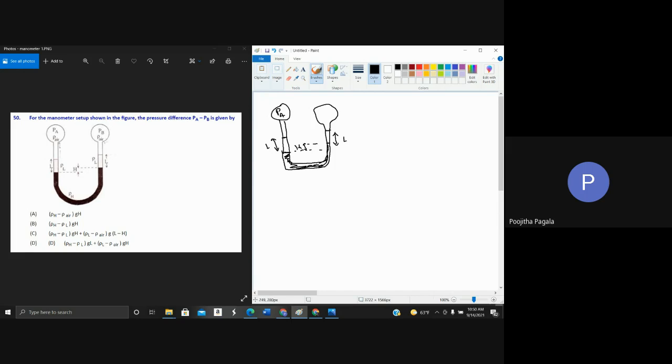So in total, how many fluids are there in this problem? Three fluids. Right, 3 fluids. So let us see how we can solve the problem.